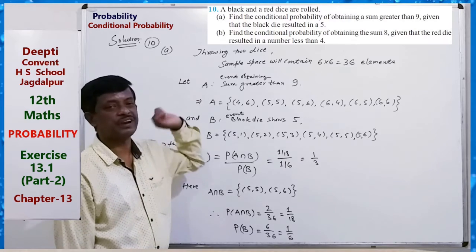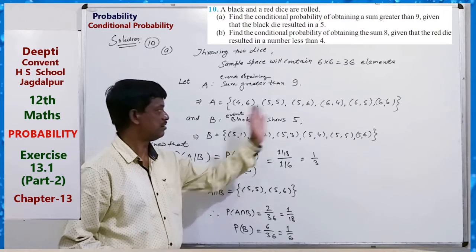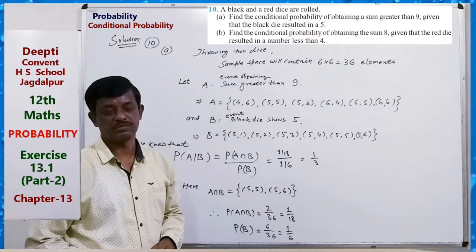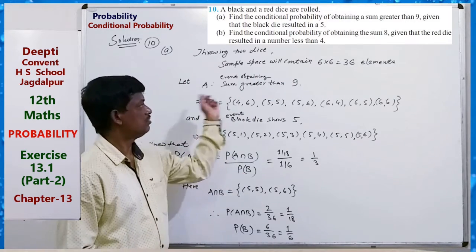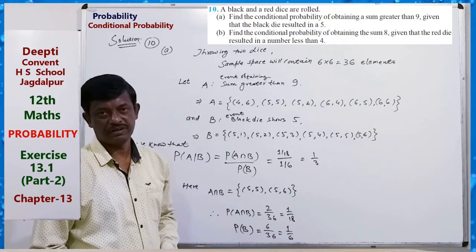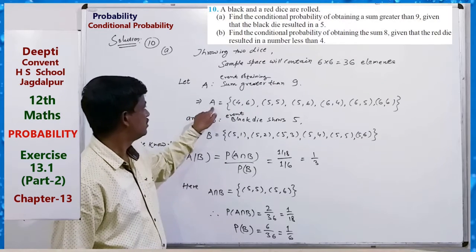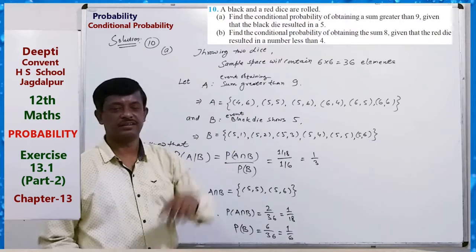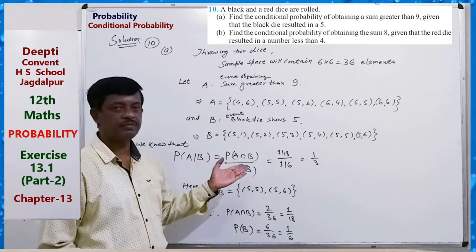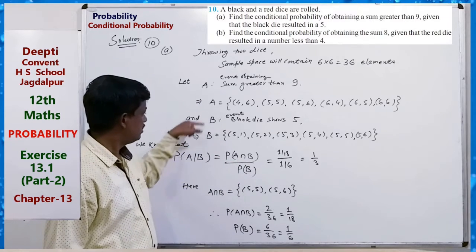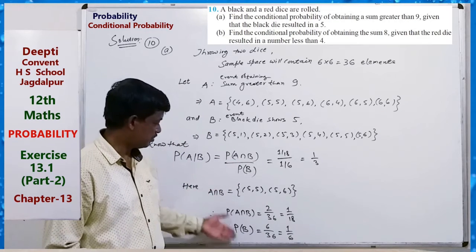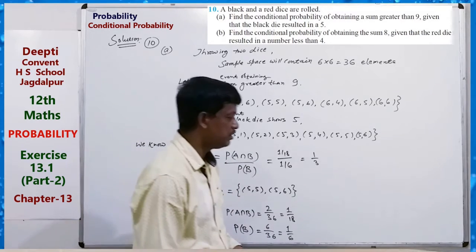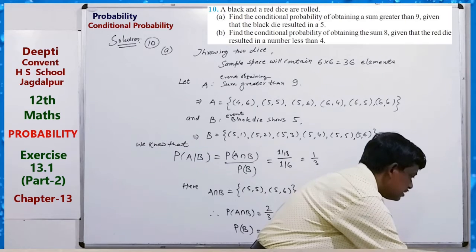Just write the event as a set and decide how many elements are in the sample space. If short, you can also write the elements. First define the events, then write them as sets, and for finding the conditional probability, find the intersection and then the probability, and put the values in the conditional probability formula. So 1 by 3 is the first part.